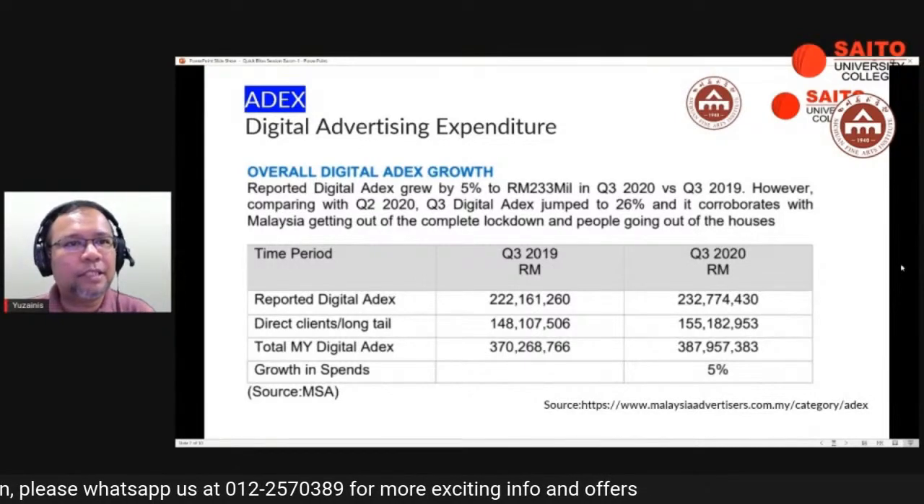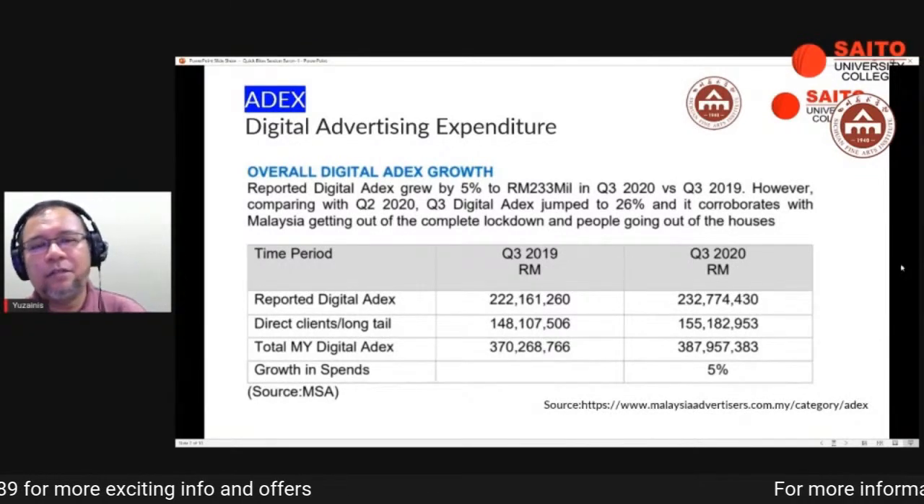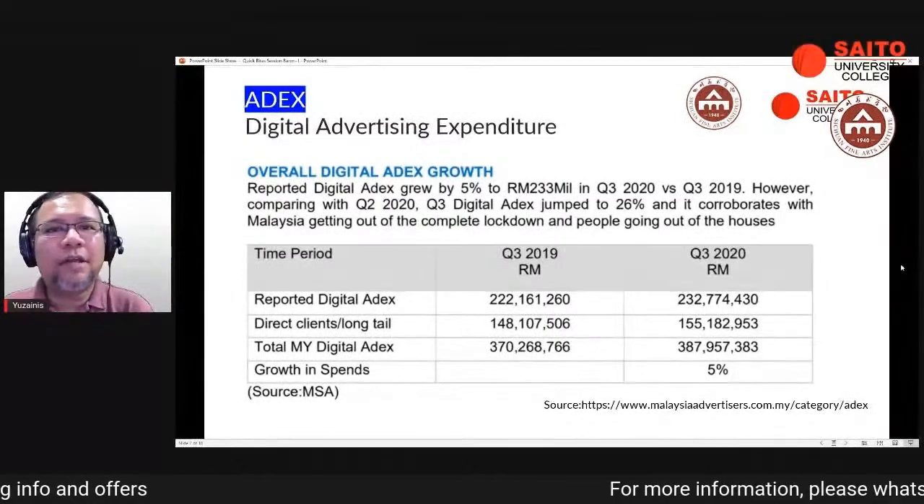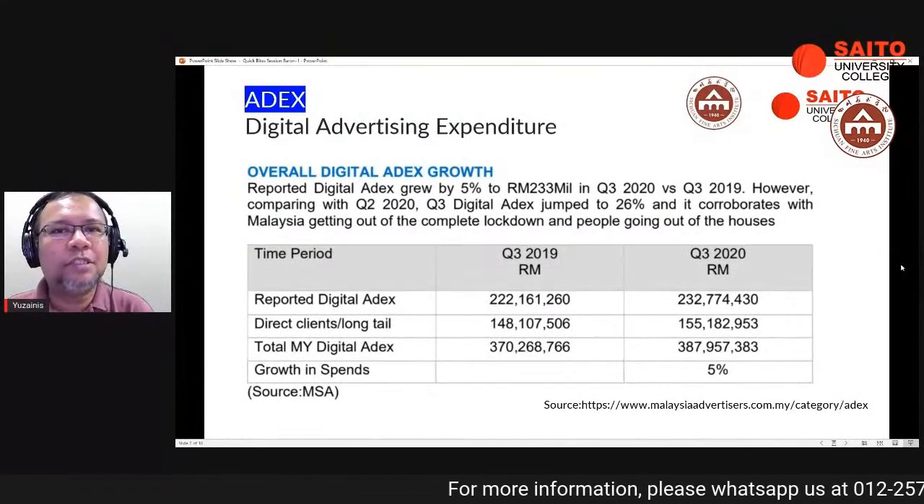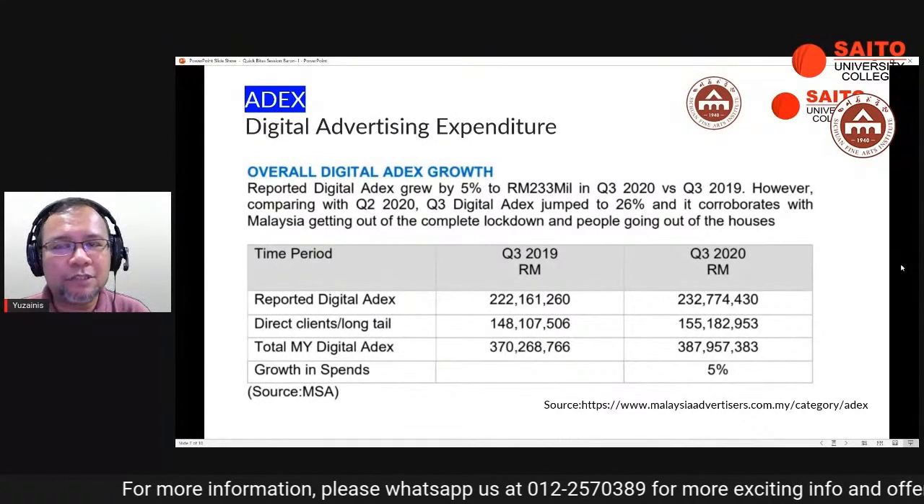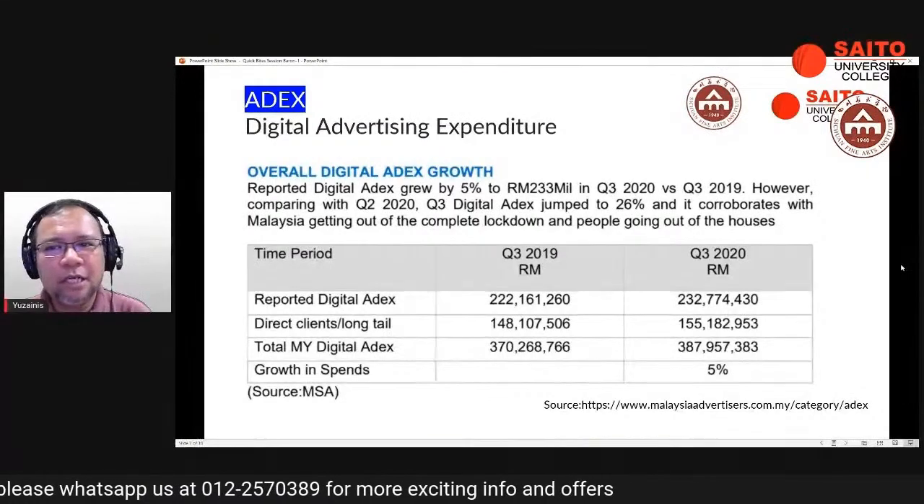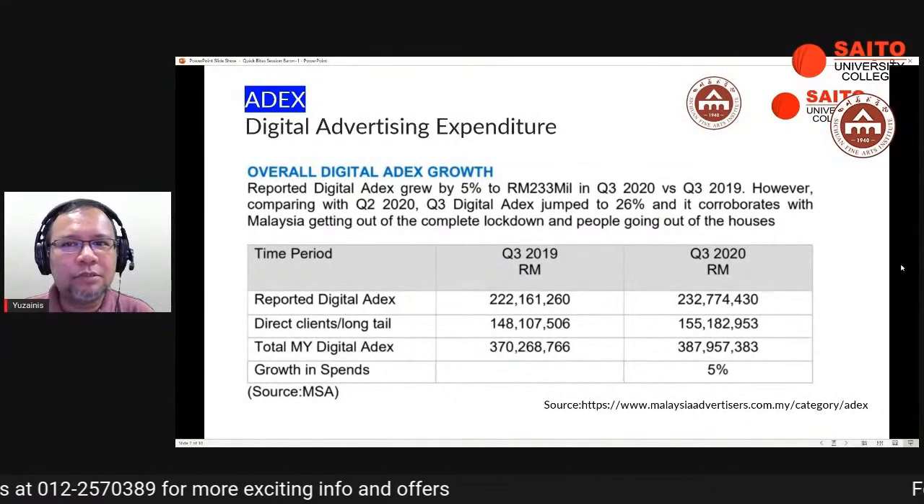So basically, it reportedly grew 5%, all right? To RM 233 million in quarter three 2020 versus quarter three 2019. So as you can see here, it kind of grows, all right?